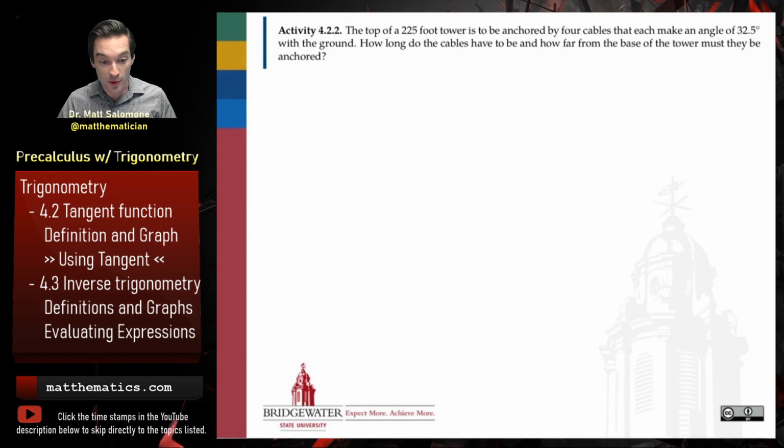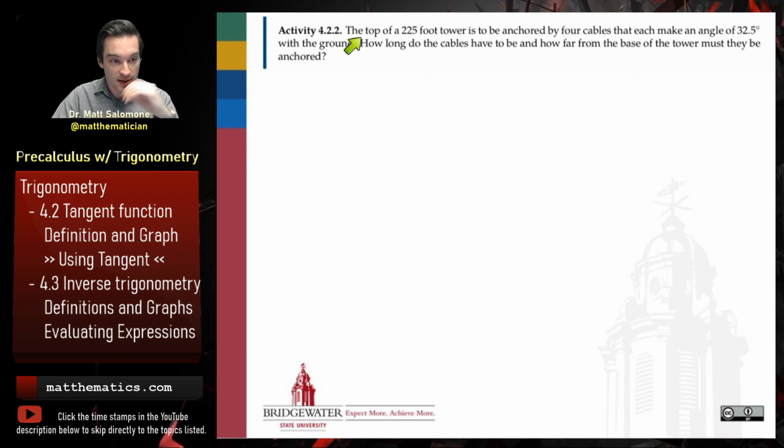Hopefully in the process of working some of these problems, those questions might be addressed in some way. So the remaining activities in this section are both kind of applied problem-solving flavored, and we're going to use our geometric intuition of tangent to help solve them. Let's take a look at this first one.